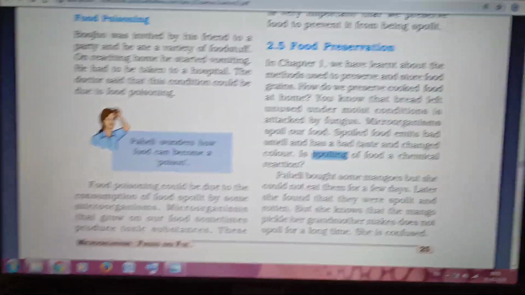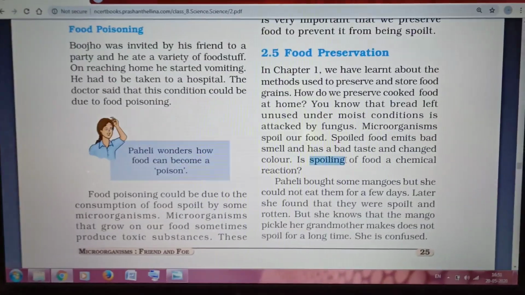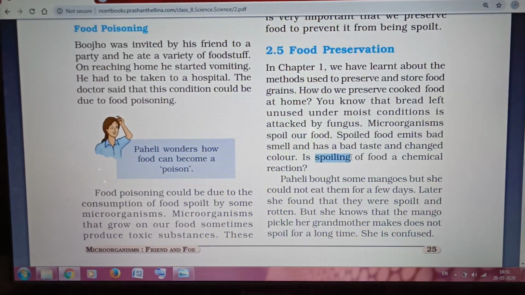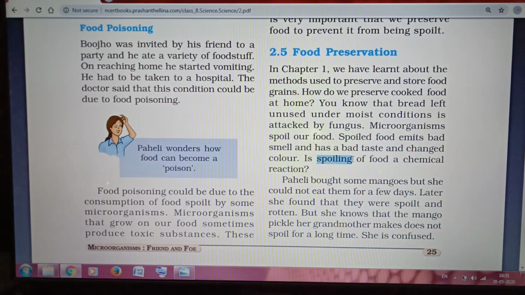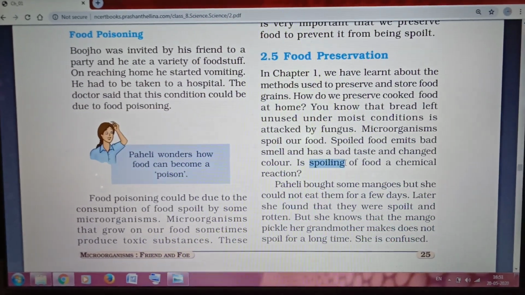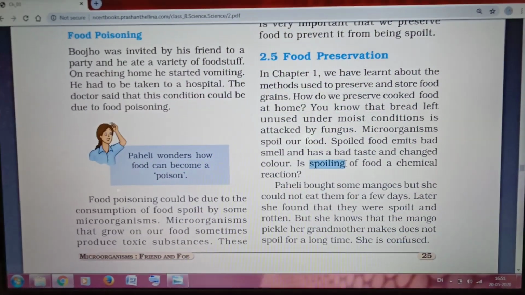Hello children, last class we discussed the harmful effects of microorganisms. We saw the disease-causing microorganisms, how they affect plants, animals and human beings, and also about food poisoning. And today we'll see about food preservation methods.